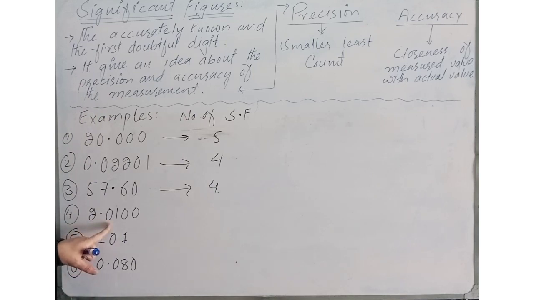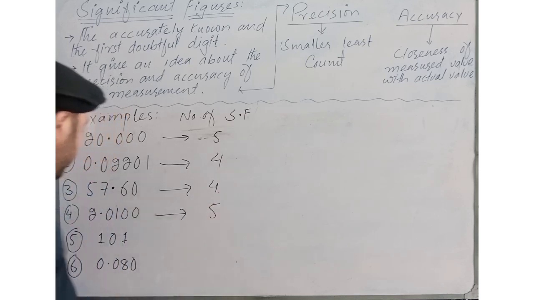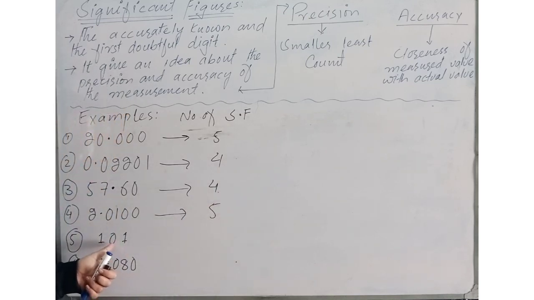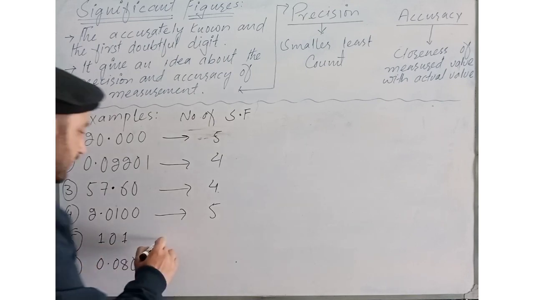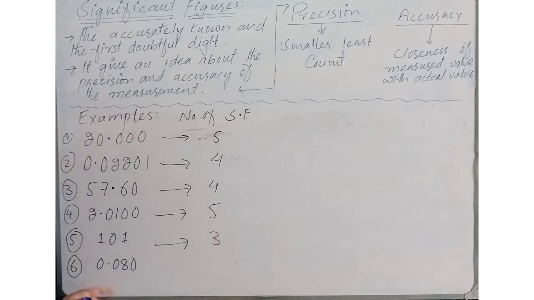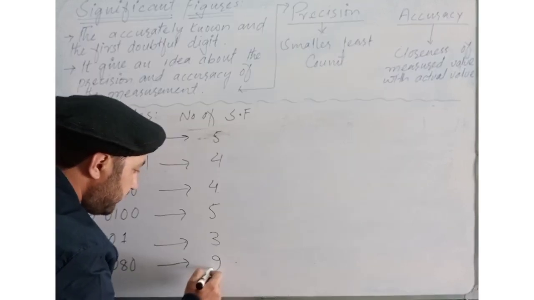Here it is trapped and the other zeros are trailing and we are having decimal points. So all these digits are significant. So total 5 significant figures. 101. This zero is trapped between 2 non-zero digits. So 3 significant figures. 0.080. Now this zero, just after the decimal, is leading a non-zero digit, so it is non-significant, and a non-zero digit is always significant. And what about this zero? Trailing zero having a decimal point is significant, so we are having a total of 2 significant figures.